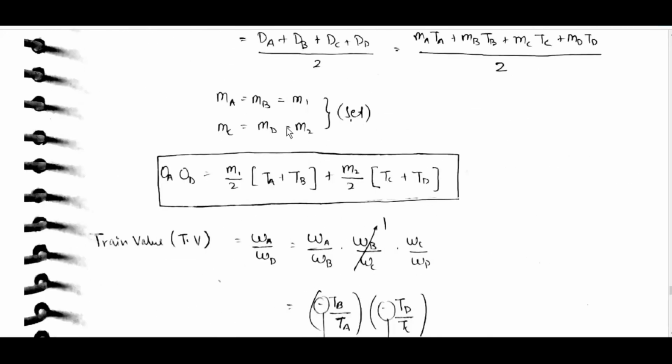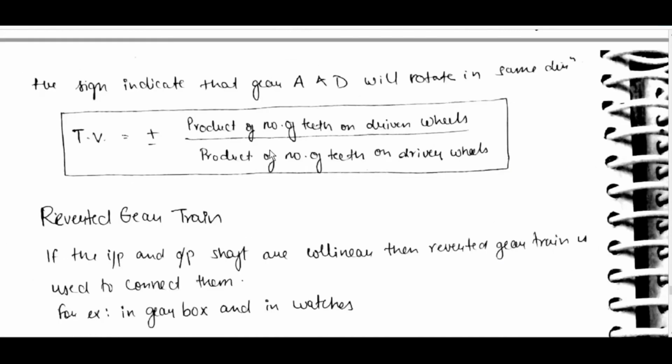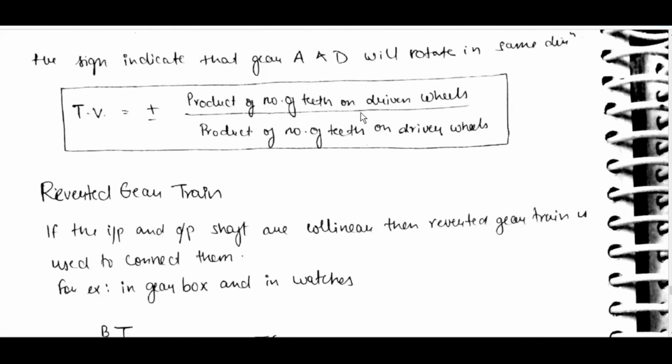MA is equal to MB, MC is equal to MD, M1, M2 will be there. Train value plus TB, TD by TA, TC. Positive sign indicates that gears A and D will rotate in the same direction. Train value is equal to plus or minus product of number of teeth on driven wheels by product of number of teeth on driver wheels.